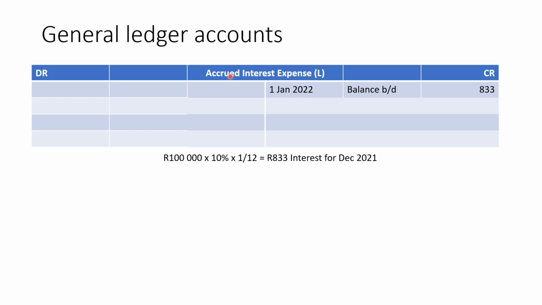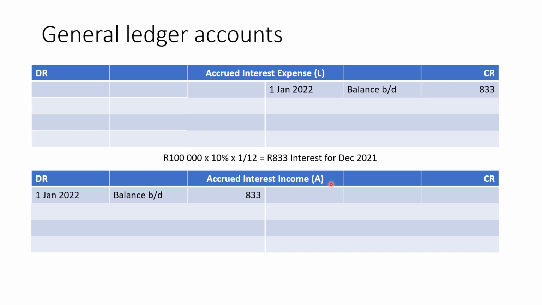So I'm busy with the year that starts on the 1st of January and ends on the 31st of December. At the end of the previous year, there was 1 month of interest outstanding on 100,000 Rand at 10% for 1 month. That's 833 Rand interest that hadn't been paid for December 2021. So last year we would have debited the interest expense and credited this liability. This is an amount that is owing at the end of last year. So that would be the balance brought down from the previous year.